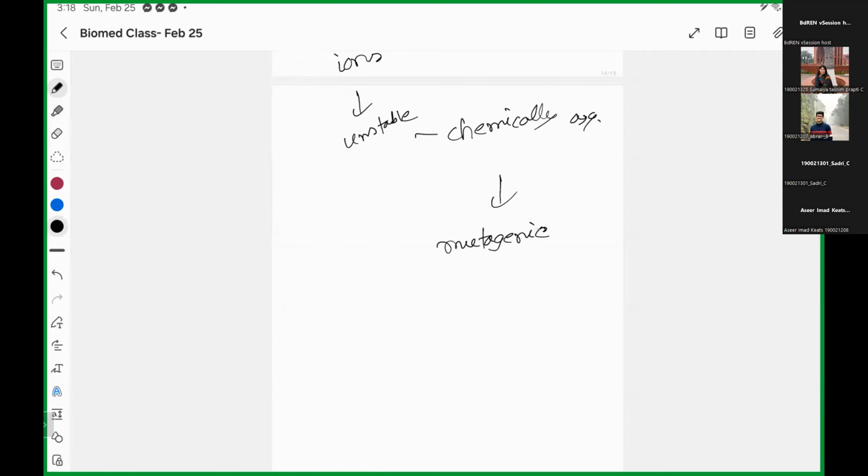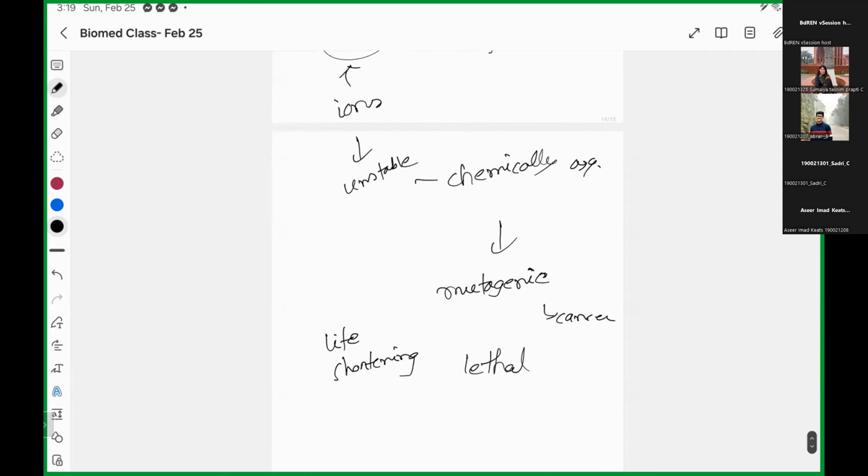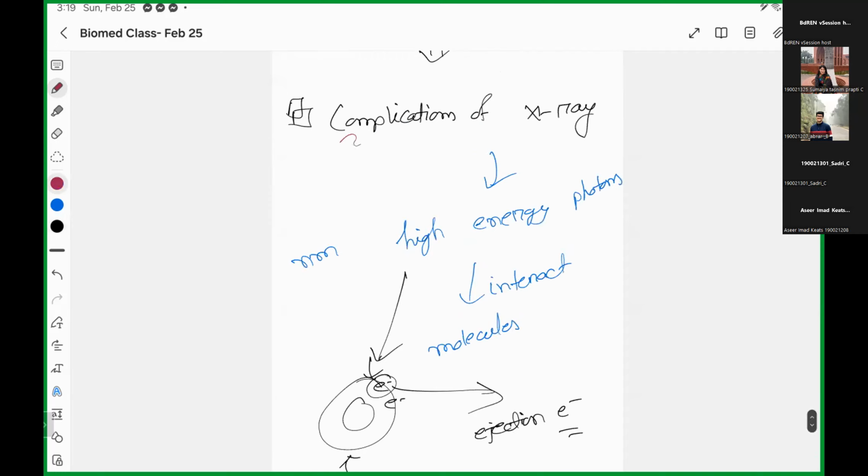When you have these mutagenic changes in the DNA, it can also cause life shortening. Some of the X-rays, like the CT X-ray, can have a long exposure in your body, and that can also affect your life. It can shorten your life. This kind of change in the DNA can also cause cancer. If proper precautions are not taken, it can also be lethal. So study this topic, complications of the X-ray, from some online materials.